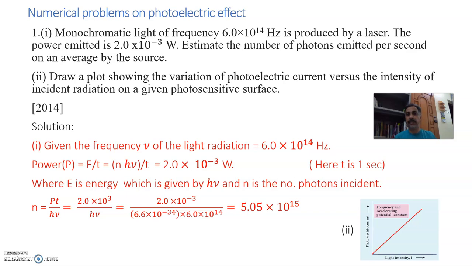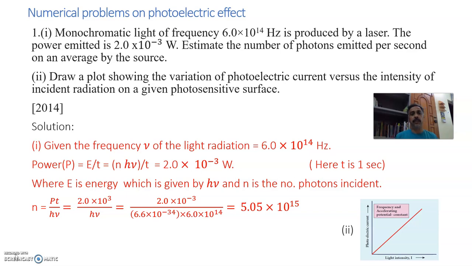Monochromatic light of frequency 6 into 10 power 14 Hz is produced by a laser. The power emitted is 2 into 10 power minus 3 watt, that is 2 milliwatt. Estimate the number of photons emitted per second on an average by the source. This is the question. Frequency is given, power emitted is given, and we have to find the number of photons emitted per second, that is n.